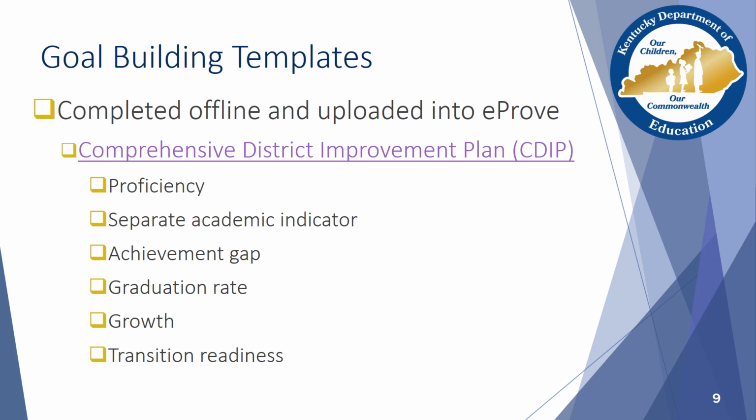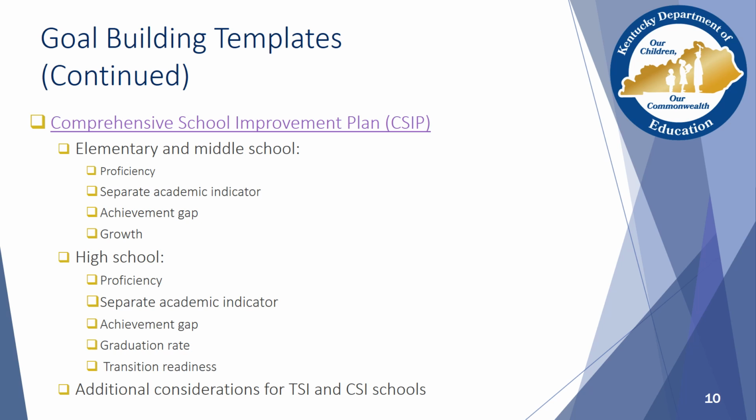The 6 required district goals are proficiency, separate academic indicator, achievement gap, graduation rate, growth, and transition readiness. The required school goals include the following. For elementary and middle school, proficiency, separate academic indicator, achievement gap, and growth. For high school, proficiency, separate academic indicator, achievement gap, graduation rate, and transition readiness. New this year are sections where additional considerations for TSI and CSI schools will be addressed. Once completed to satisfaction, each template is uploaded into the eProve platform as an attachment to the corresponding diagnostic.